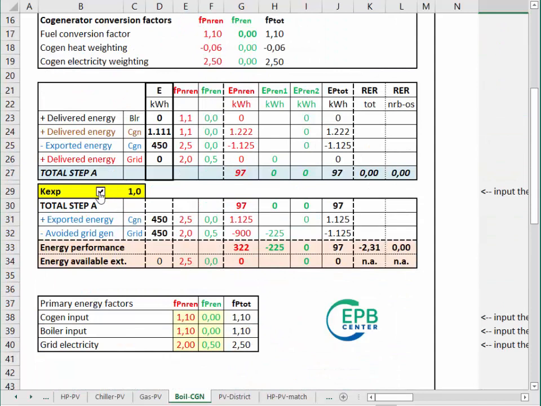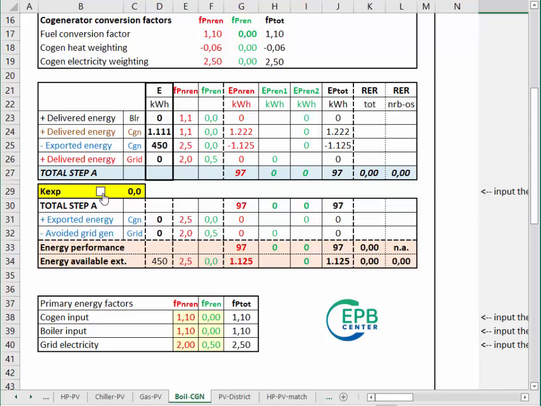If we consider K exported equals 0, the exported electricity has no effect on the energy performance. The result is that the system turns out to be really efficient because only 97 kWh non-renewable primary energy has been allocated to the production of heat, whilst we obtain 500 kWh heat plus some electricity. However, the renewable energy ratio is still 0. There is no renewable energy used in the system because the fuel as the input of the cogenerator is totally non-renewable. There is also a lot of electricity available for use outside of the building.